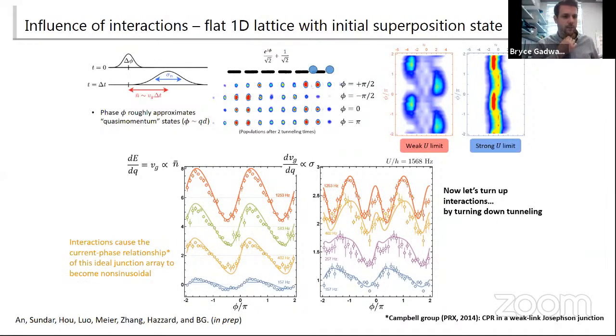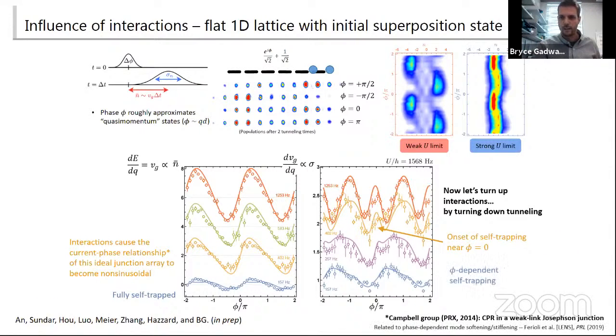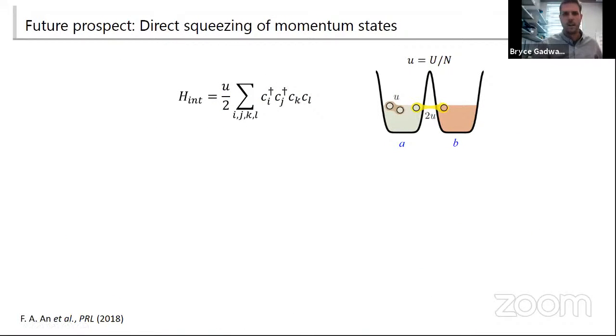And so this is basically an interaction-driven non-sinusoidal current phase relationship in the system. And I think Bill had pointed out to me that something similar had been seen in a weak link Josephson junction. And I think the distinction here is that it really shows up just because of interactions. And this should be considered as something like an ideal junction in that there's no details of the barrier. It really is just a parametric drive that couples the different states. And I'll say we get a phase-dependent self-trap, which maybe I'll touch on at the end.